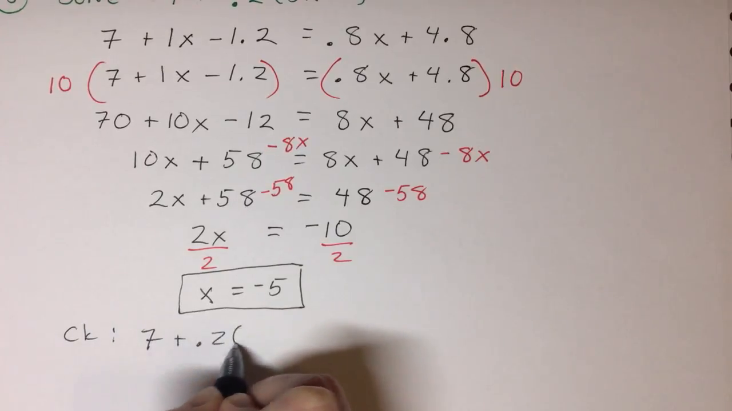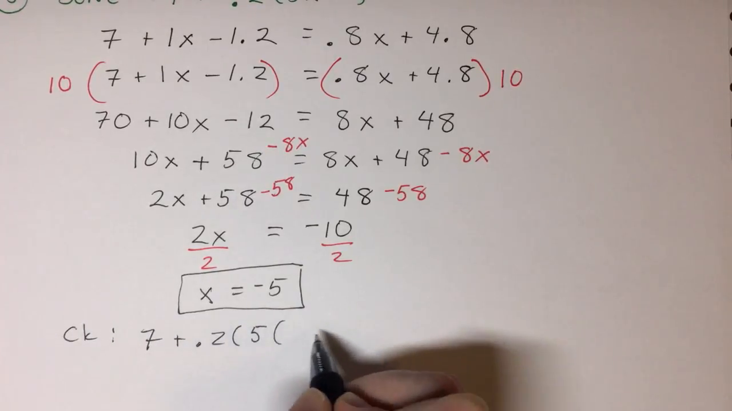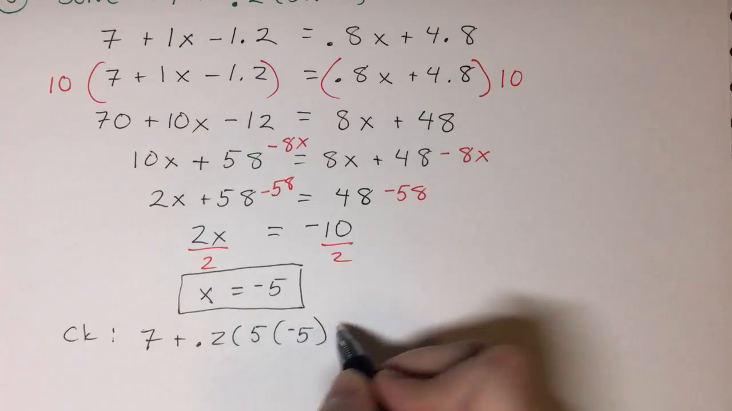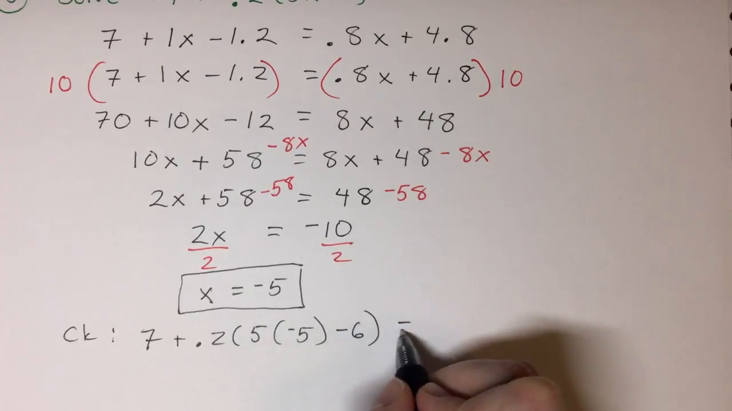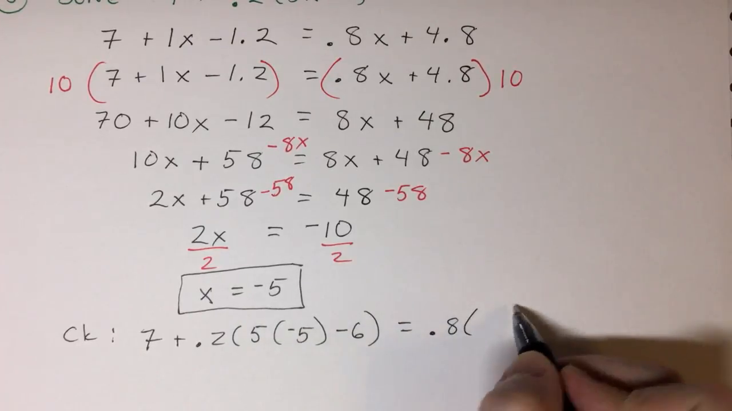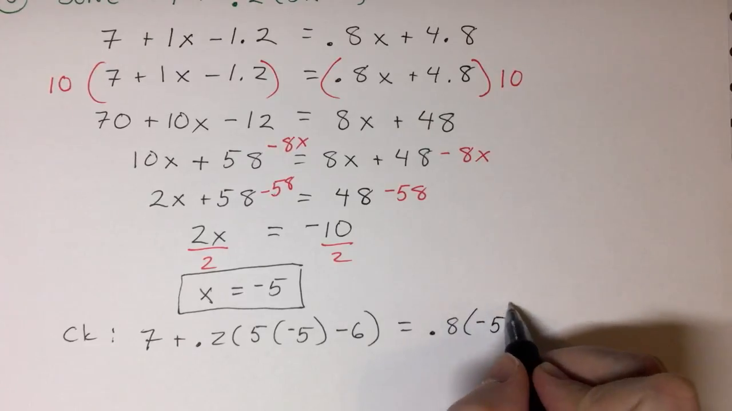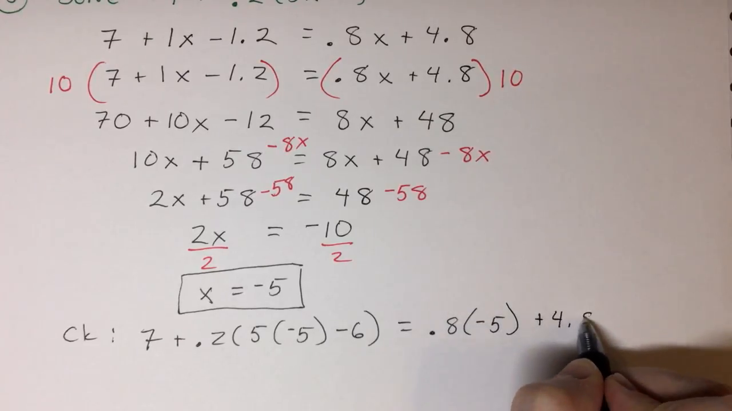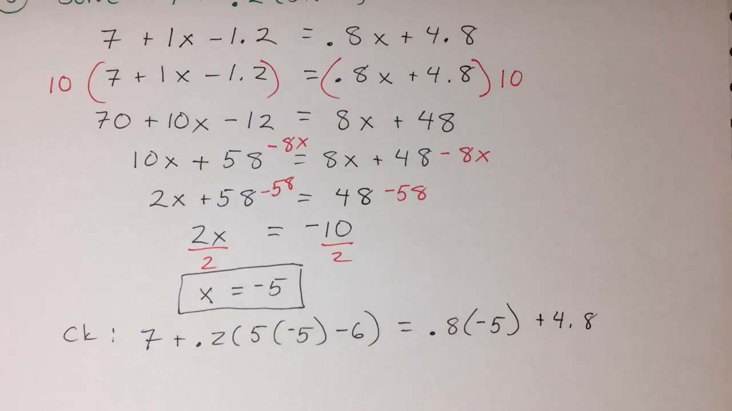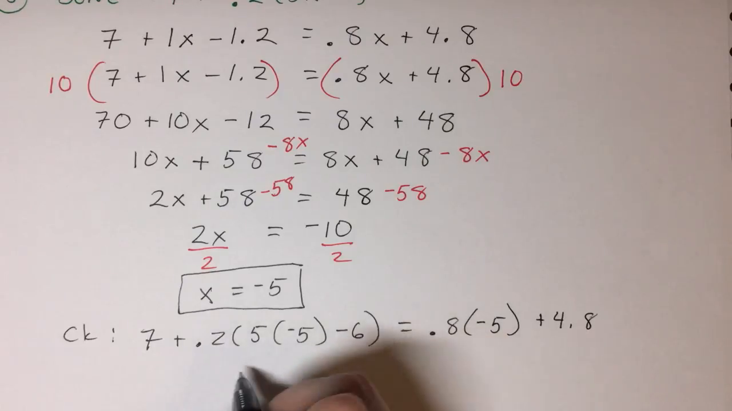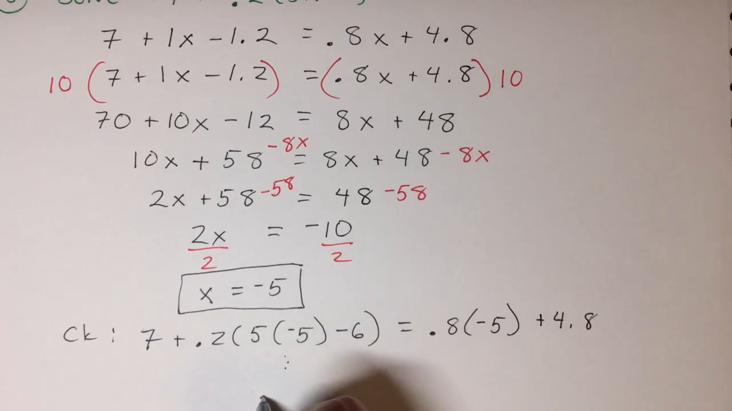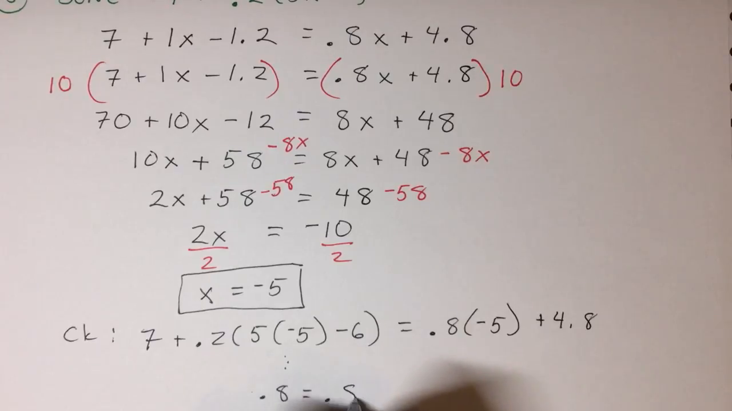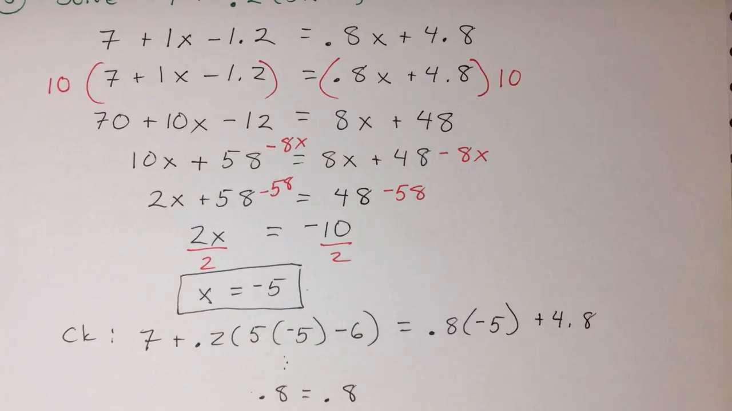For the check, 7 plus 0.2 times x, I'm claiming x is negative 5, minus 6 is 0.8 times x, I'm claiming x is negative 5, plus 4.8. Use the calculator, do the check. Calculator is great for doing the checks. 0.8 equals 0.8, true statement, so the number we plugged in is the solution.